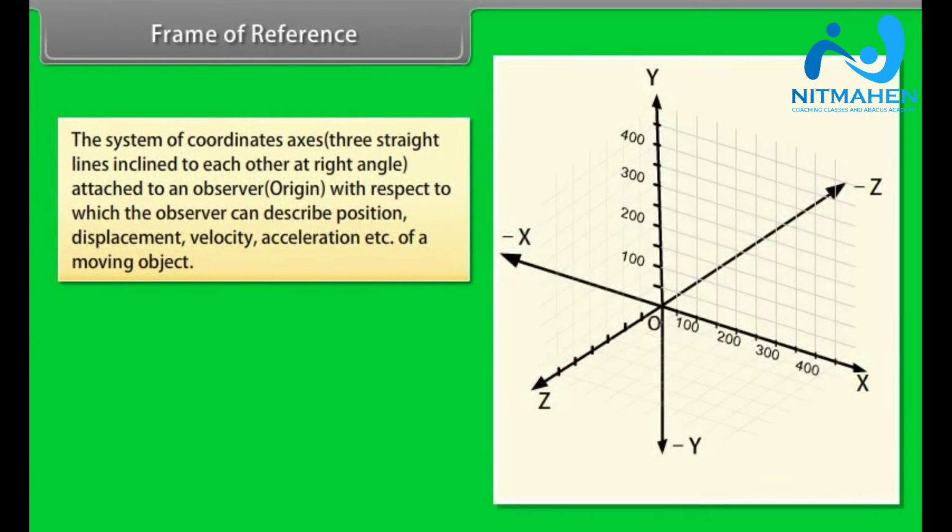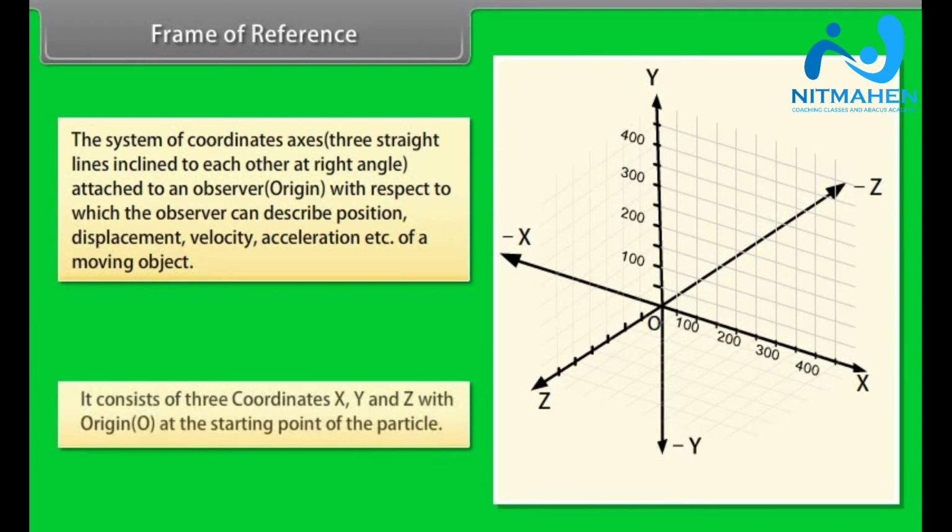Frame of reference. The system of coordinate axes, three straight lines inclined to each other at right angles, attached to an observer origin, with respect to which the observer can describe position, displacement, velocity, acceleration, etc. of a moving object. It consists of three coordinates x, y, and z with origin O at the starting point of the particle.